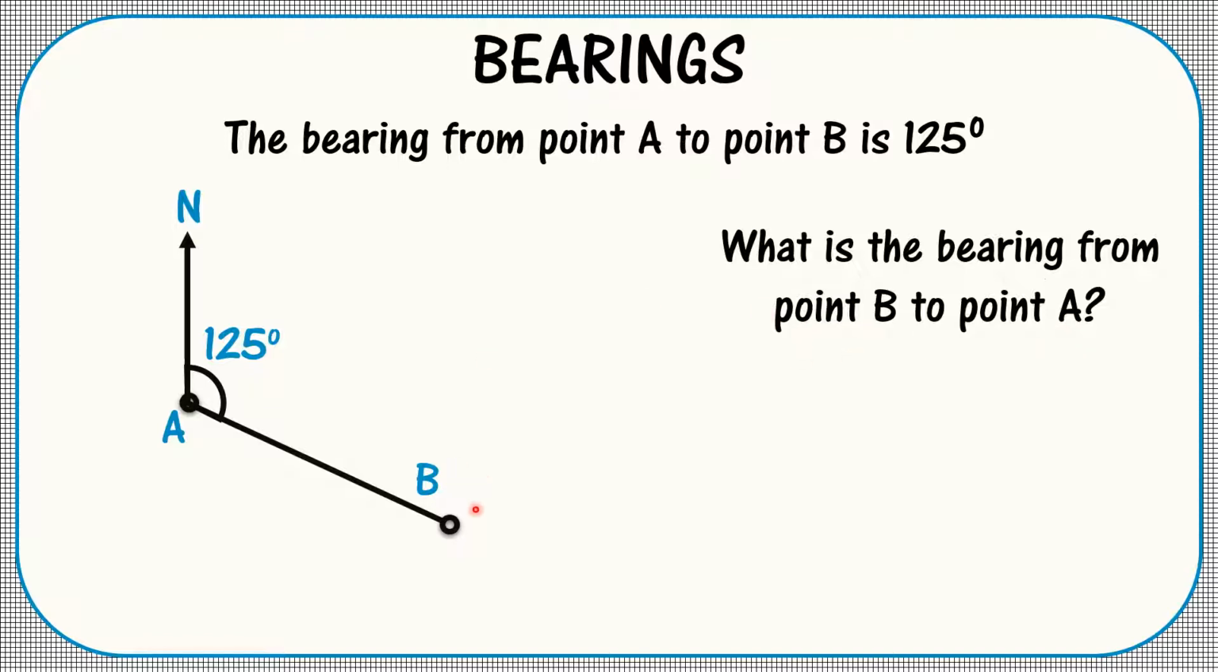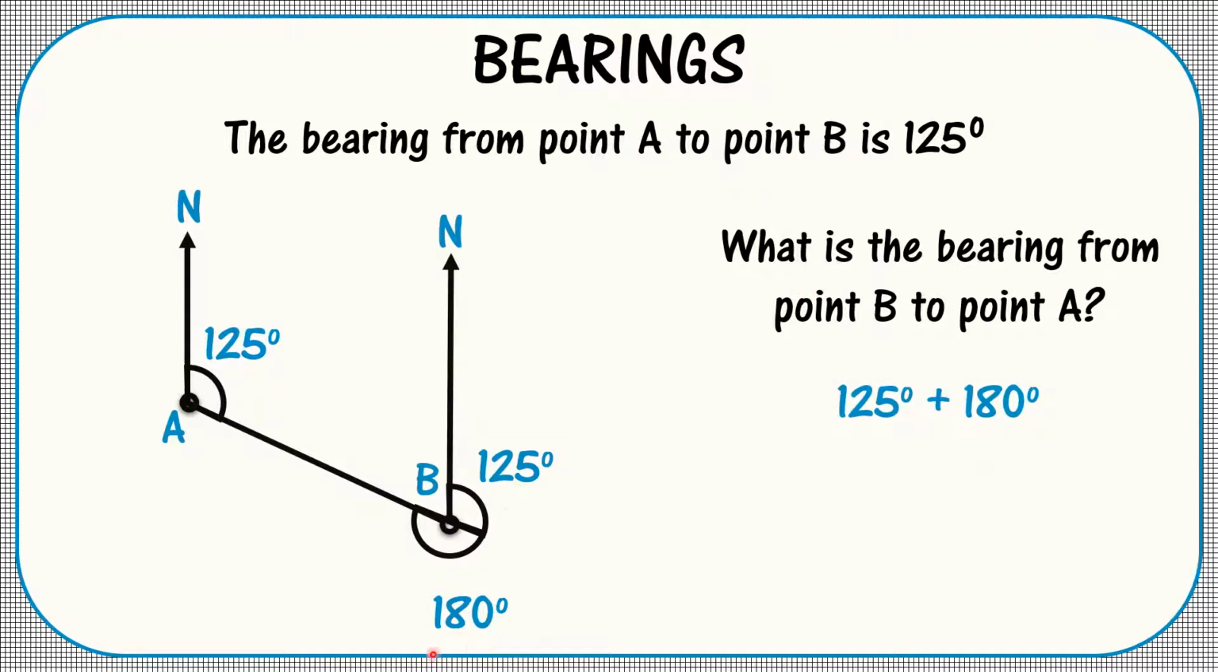Again, we are going backwards. What you would do is you draw a north line at point B. As you can see, this line and this line are parallel. Therefore, this angle and this angle are corresponding, and we know that corresponding angles are equal. As you can see, this angle is on a straight line, so therefore it will be 180 degrees. If we want to find out what is the bearing from point B to point A, we will do 125 degrees plus 180 degrees. This gives us a final answer of 305 degrees.